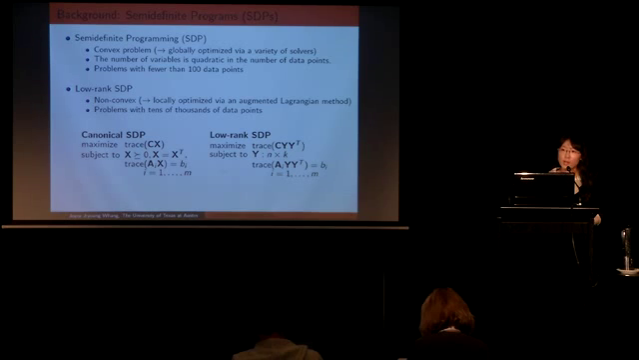So to solve larger problems, we can think of the low-rank factorization of the solution matrix. Now in the low-rank SDP, we replace X with YY transpose, where Y is the low-rank matrix. Now this problem is non-convex, so we can just locally optimize it, but we can now handle problems with tens of thousands of data points.